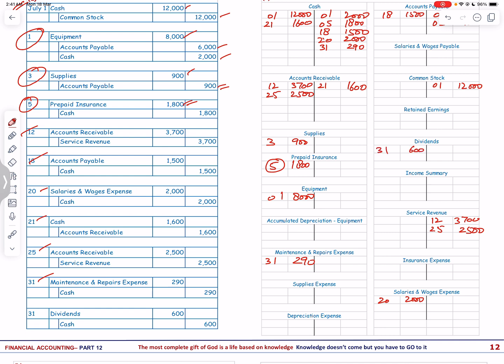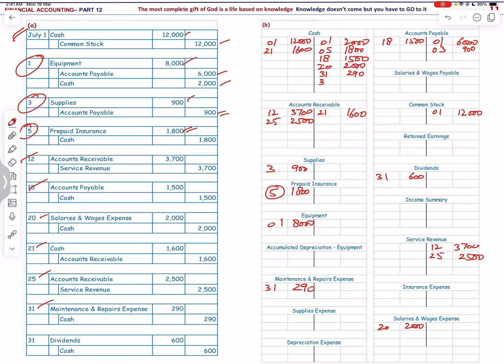So now if we determine the balance, for cash it will be 5410. The balance for accounts payable, now this is at the end of the month, so 31st of July, will be 5400. Accounts receivable, the balance on 31st of July will be 4600. Common stock on 31st of July is 12,000. Supplies as of now is 900.